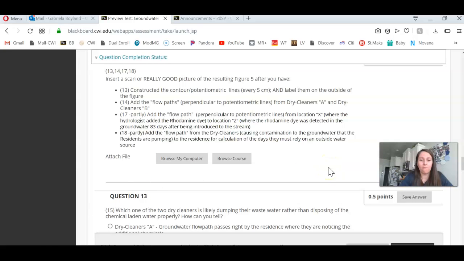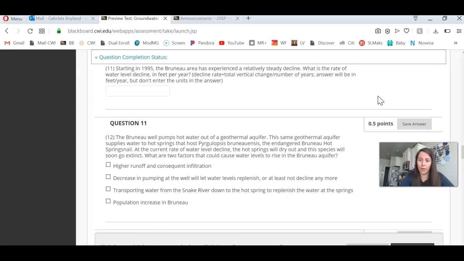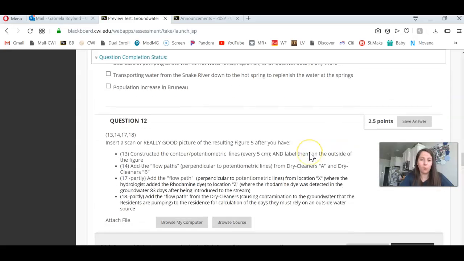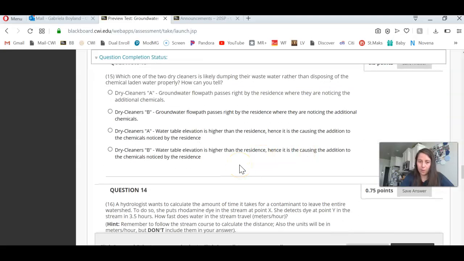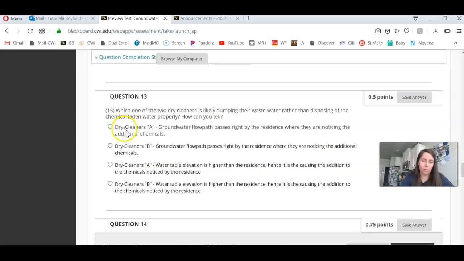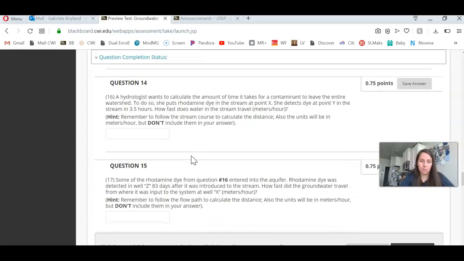So once you have those 4 things, you can go ahead and take a picture or a good scan of your resulting map and upload it onto this question. As you can see, this is the highest weighted question of the whole lab because it's where you put most of your work. Okay, so question 13 through, I think, 18 or something in your quiz take you through the remaining questions in part C.